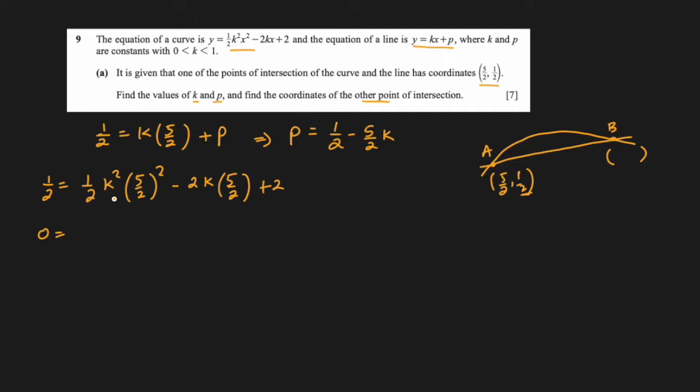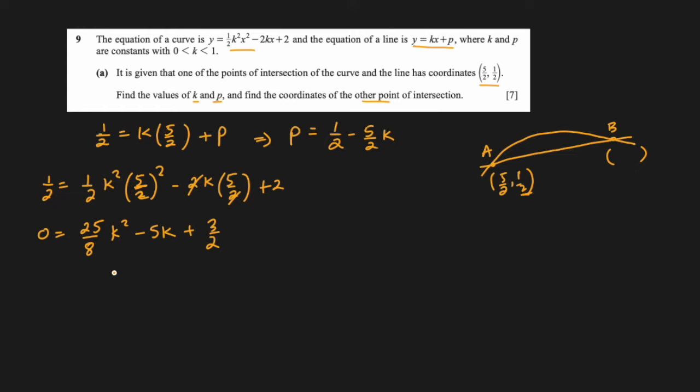So first this will be how much? 25 over 4 multiplied by half, so 25 over 8 k square. This 2 and this 2 will cancel out, so 5k, plus 2 minus half. 2 minus half is how much? 3 over 2. So now this is a quadratic equation.